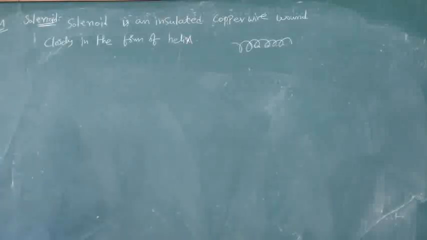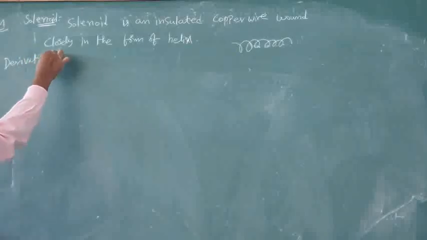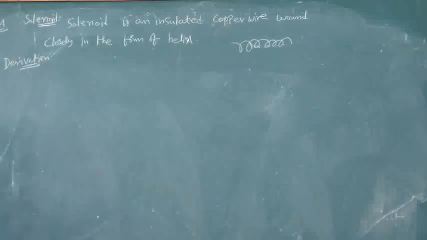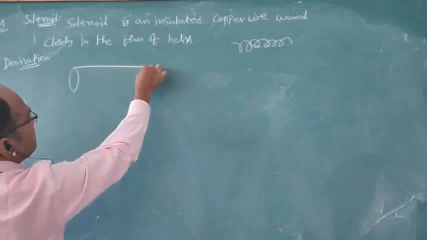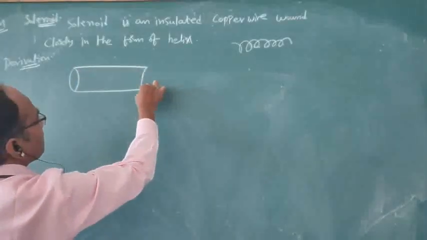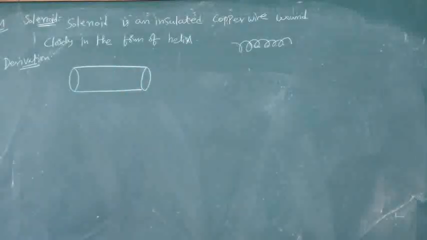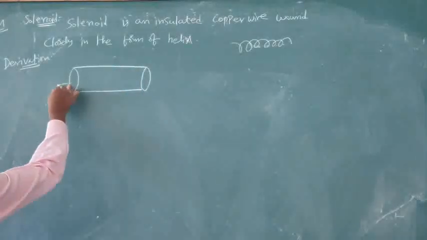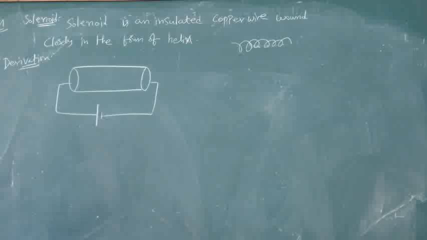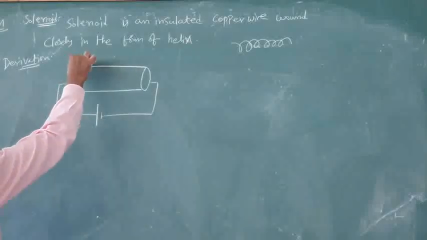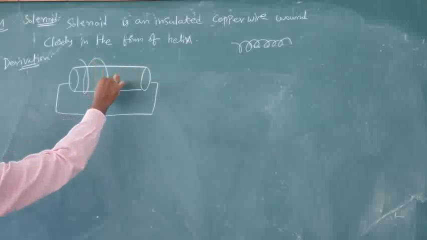Okay. So, what is the derivation for solenoid? A small derivation was there for the solenoid. Now what we are doing is, this is a hollow cylinder, and for this one, I am taking the battery. When the battery is switched on, what happens? The current is passing like this, always.